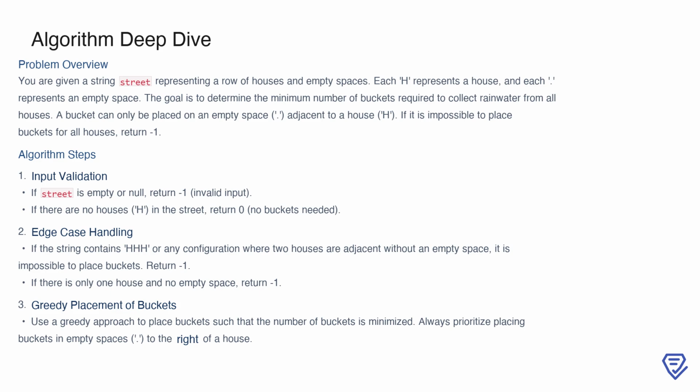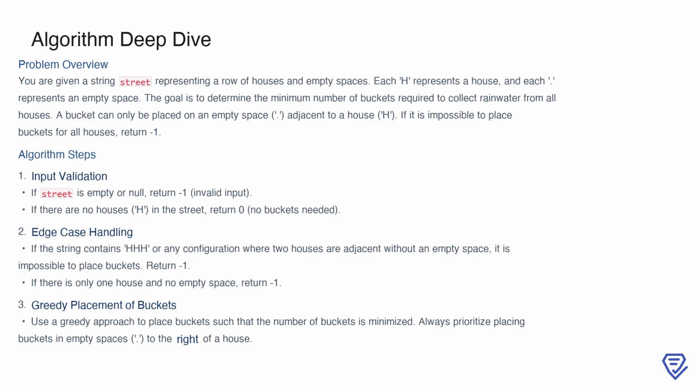Imagine you have a street represented as a string where H denotes a house and dot represents an empty space. Your task is to figure out the minimum number of buckets needed to collect rainwater from all the houses. A bucket can only be placed on an empty space adjacent to a house. If there's no way to place buckets for every house, we return -1.